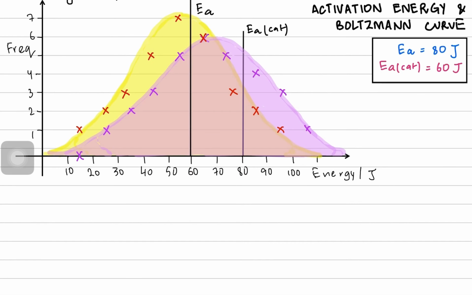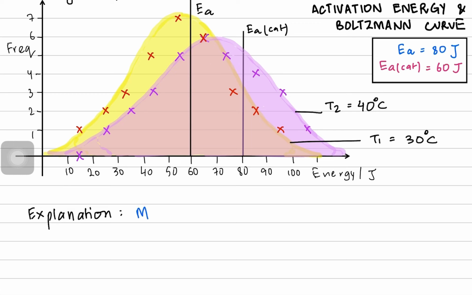Now this leads us to an important conclusion. That at T2, for example, T2 was 40 degrees, and let's suppose T1 was 30 degrees, you can see that the overall graph is tilted towards the right. When we write the explanation, what do we say? We say that more particles have higher energies. So overall energy of particles is increasing. Activation energy is still the same.